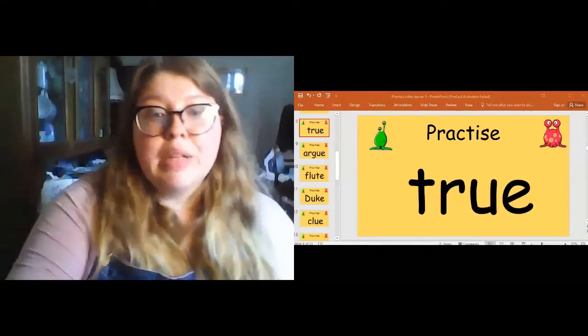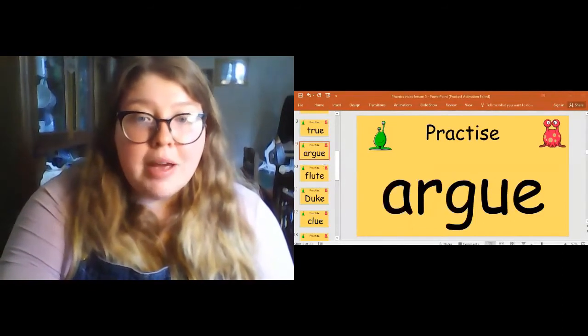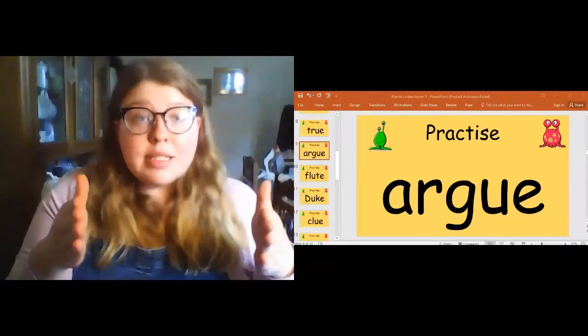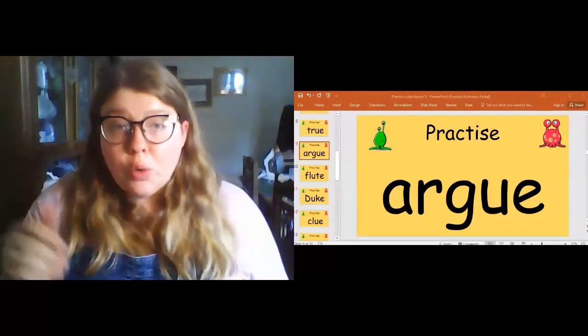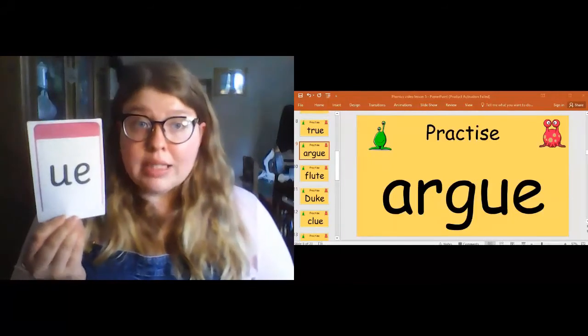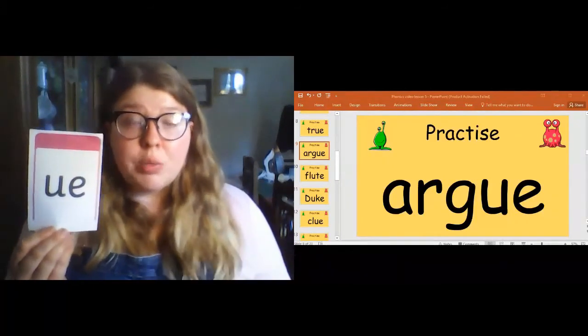Okay, let's have a go at that next one. So remember, this time you are going to decide whether it's the oo or the u sound for this digraph that I spot in this word. Okay, and you're going to read the word and decide which one it was.